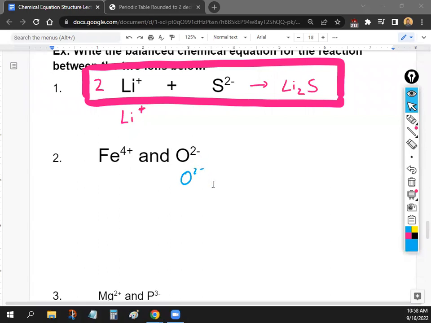So far, so good? Okay, so let's write the equation like we did here. For my equation, I'm going to write Fe4+. And then how many of these did I use? Just one of them, right? So I can just leave it as it is. We're going to write plus, and then O2-. How many O2- did we use? Yeah, we got 2 of them, so we put a 2 in the front. Then we draw that arrow, and they combine to make FeO2.